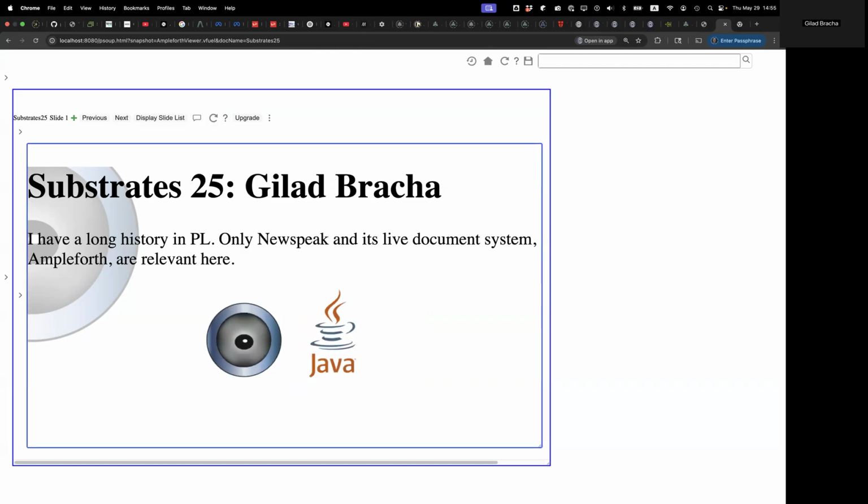I have a long history in programming languages and programming environments, most of which parts that you may have heard of are irrelevant. Dart is irrelevant, Java is irrelevant, but Newspeak is not irrelevant, and in particular, the Ampleforth live document system, which I'm using here to display this talk, is very relevant.